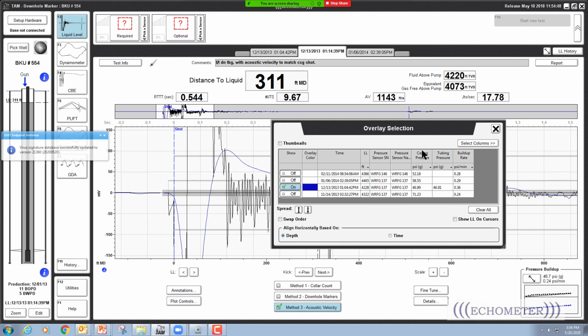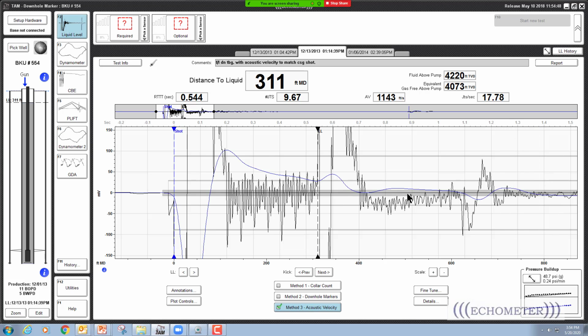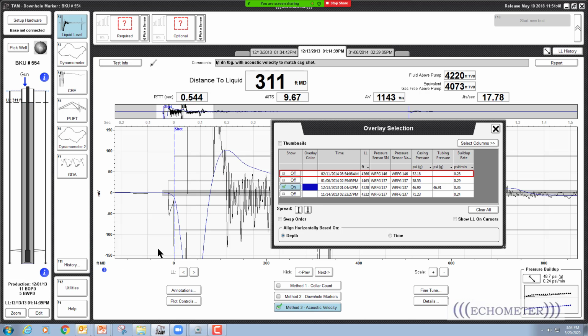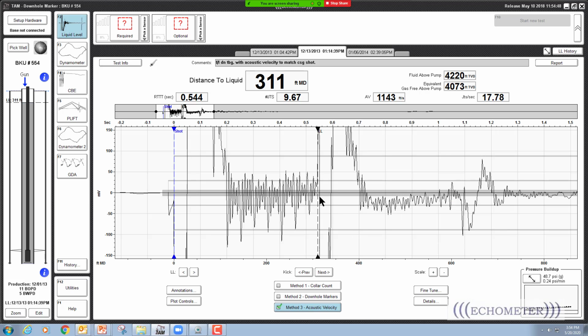Any questions about this? Let me show you one more example real quick. We're looking at this screen right here. I'm going to turn off the previous shot, and I want to demonstrate the overlay. So this kick right here is the beginning of the shot. If you fold the trace in half, let's say at the upkick, then this kick and that kick are going to match this kick there, and that kick will match up.